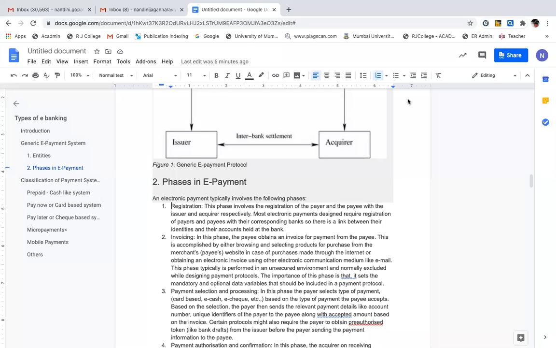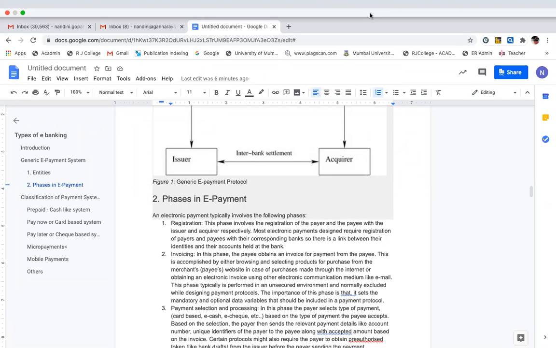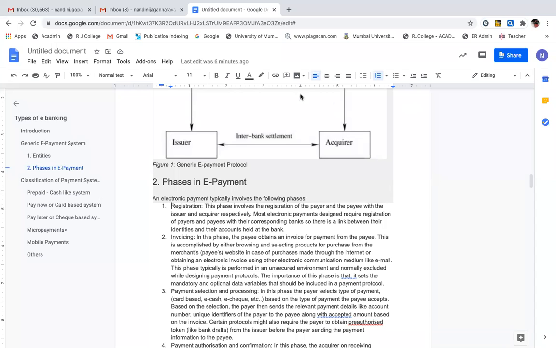Let's see the phases in e-payment system. E-payment is obviously electronic payment, right? First of all, the payer and the payee register themselves. Issuer is the payer's bank. Yesterday I had mentioned about this. Issuer is the payer's bank and acquirer is the receiver's bank. They will have to be registered first with their corresponding banks.